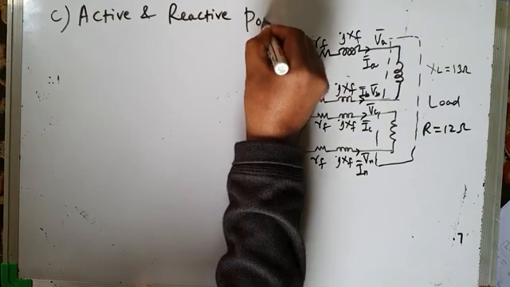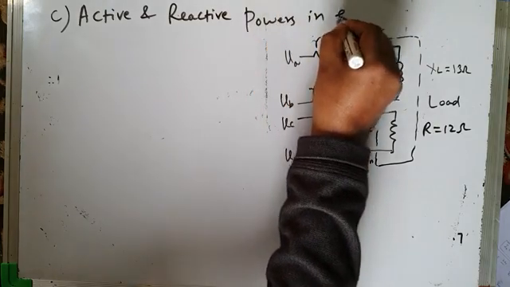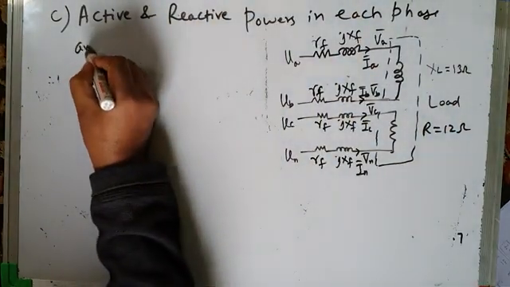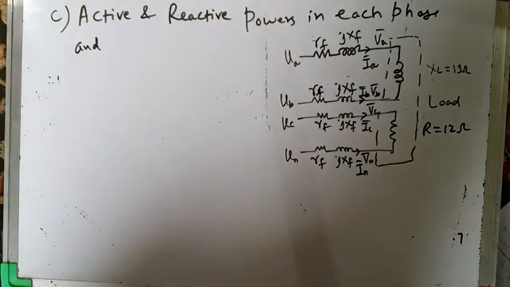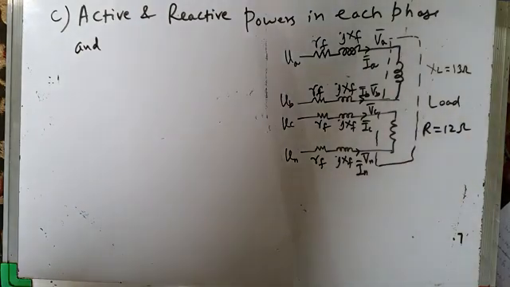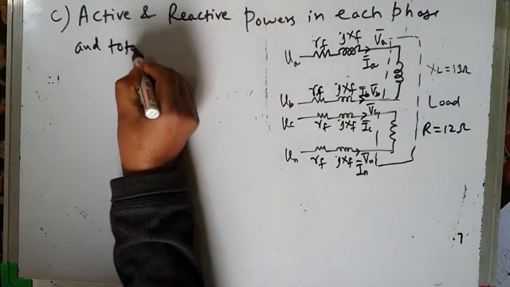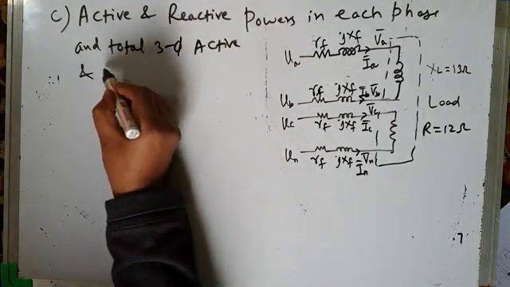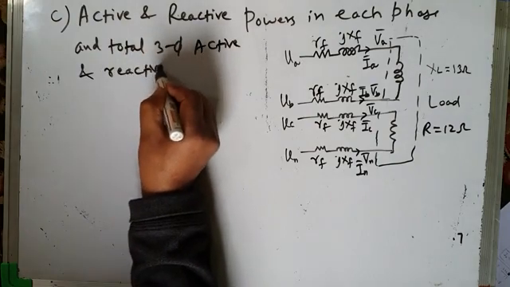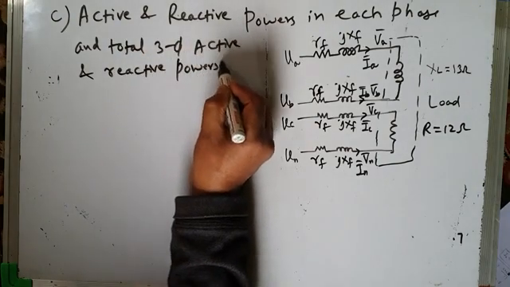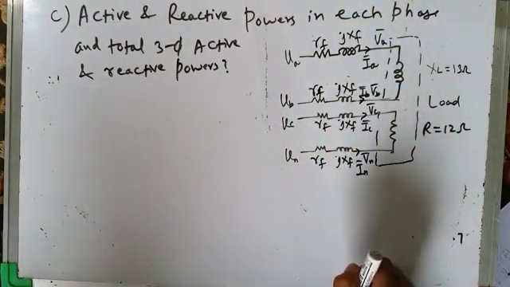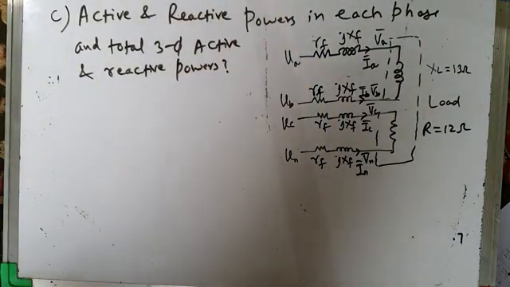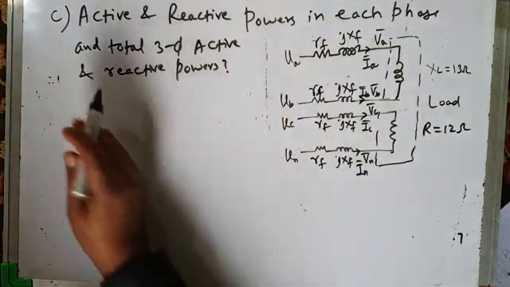All right, here you have to find active and reactive powers in each phase and total three-phase active and reactive powers. We have to calculate these. First, we have to find the active power carried by each phase, then the reactive power carried by each phase, and then the total three-phase active power and total three-phase reactive power. Let us start with phase A.